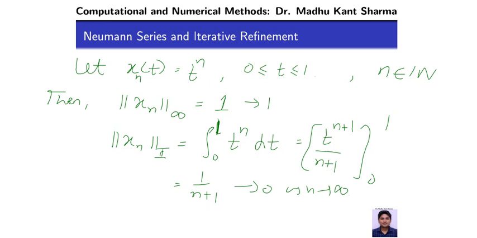So in an infinite dimensional space, the situation becomes complicated, and it is not as easy as in finite dimensional vector spaces.